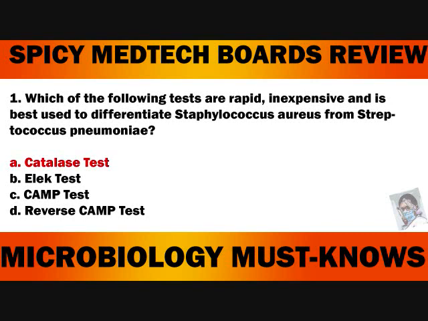The answer is letter A, catalase test. The catalase test is used to identify catalase-positive organisms from catalase-negative organisms, or organisms that contain the enzyme catalase. The Elek test is for the identification of Corynebacterium diphtheriae. The CAMP test is for the identification of S. agalactiae. And the reverse CAMP test is for the identification of Clostridium perfringens.